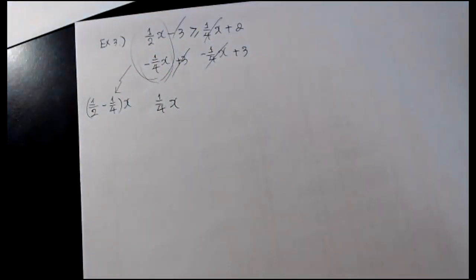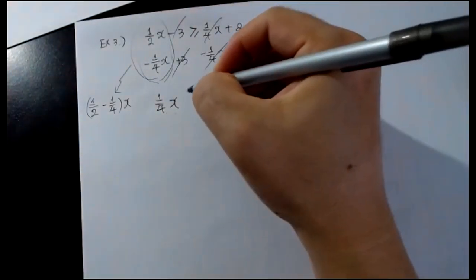So then the LCD is going to be what? 4, right? So 1/2 is going to be 2/4, nothing but 2/4. So 2/4 minus 1/4 is 1/4. So we got 1/4 x.